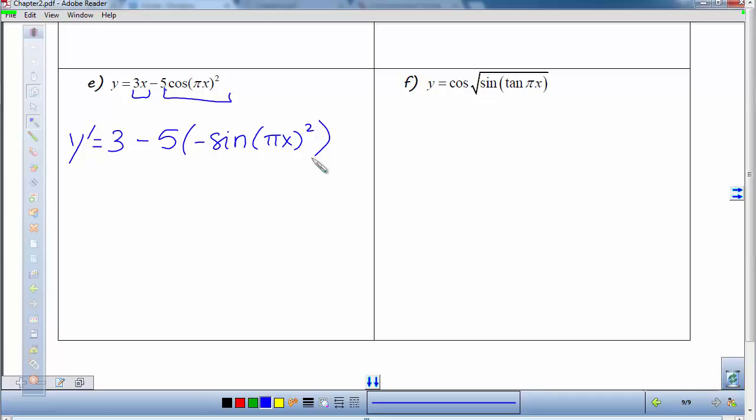Now I need to deal with the what? The exponent. Very good. The square is right here. So we do 2 pi x. And then finally, we deal with what? Pi x is just pi.